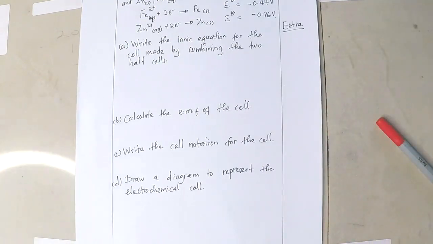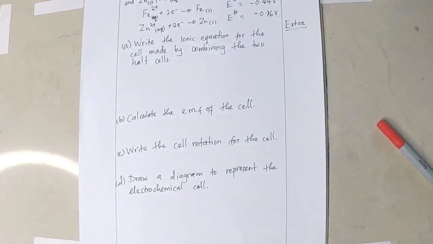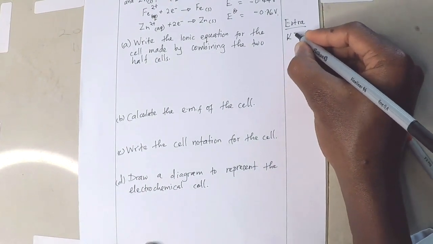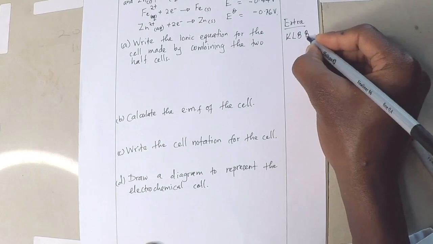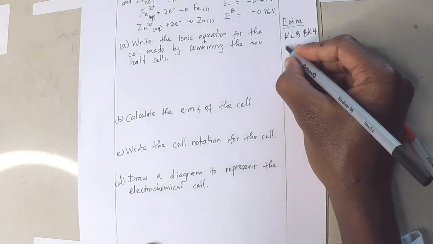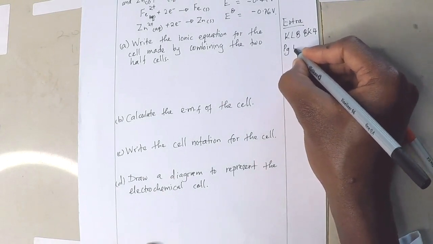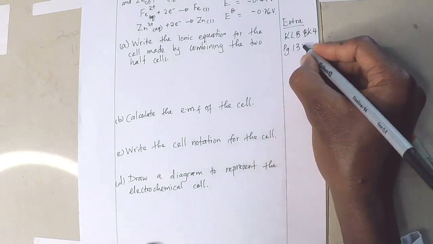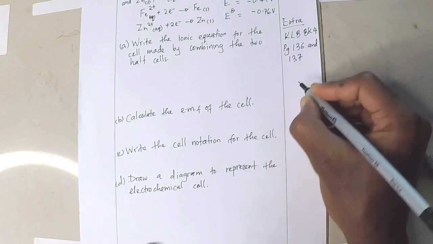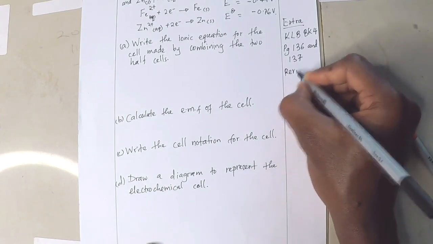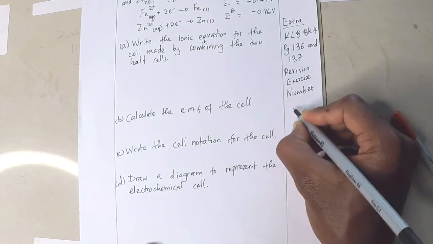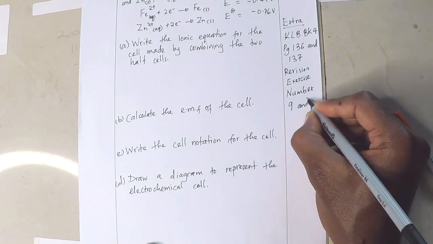Give that an attempt, and apart from that, I'd like to give you some extra work. Go to your KLB book 4. The extra work is in KLB book 4, on page 136 to 137, the revision exercise numbers 9 and 10.